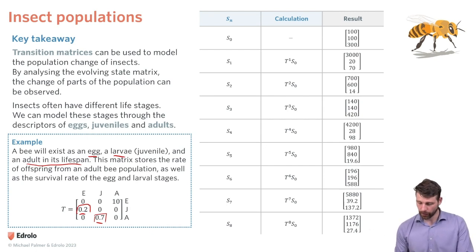So what we've got here is a population of bees, and I'm calculating the population over a series of years. Here, that's the initial population. We start with 100 eggs, 100 juveniles, and 300 adults. And after several years of this transition matrix, we can see that we've got a new population here. We've got over 1,000 eggs, over 1,000 juveniles, but only 27 adults.